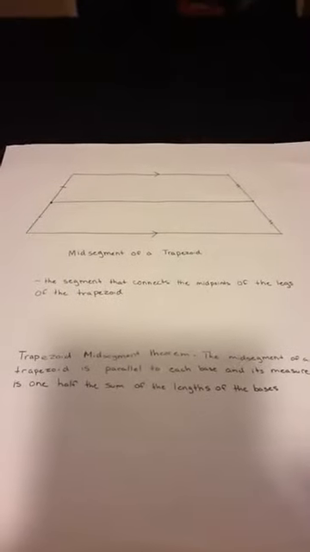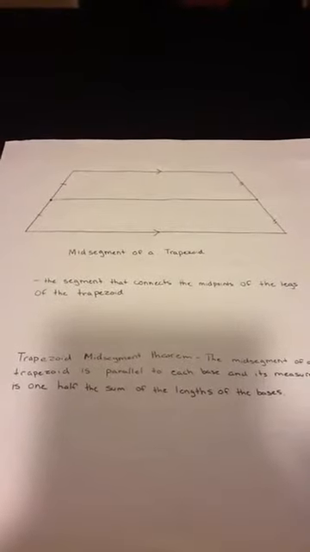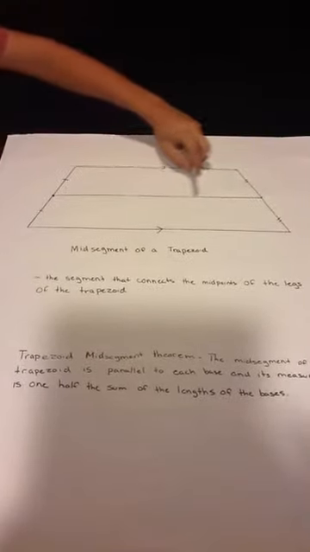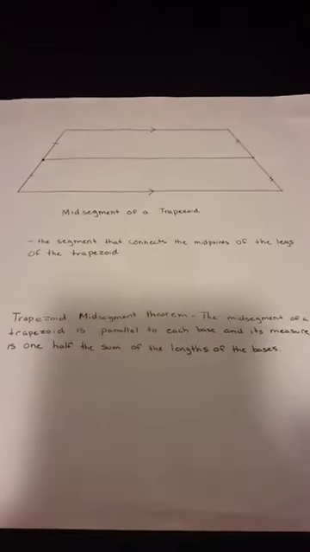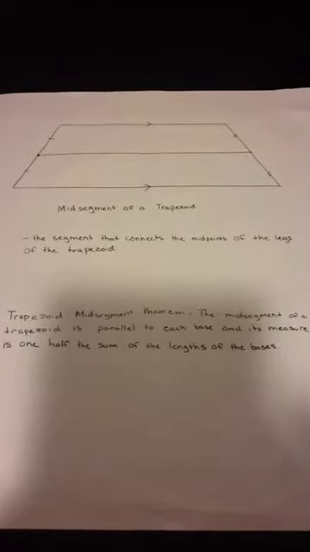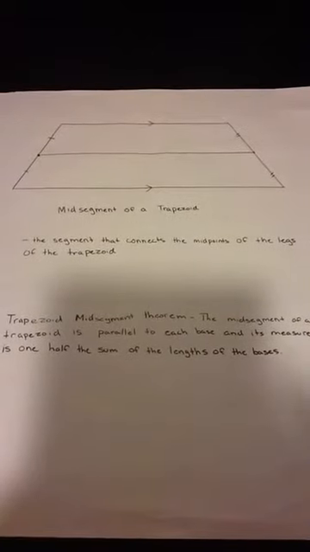The mid-segment of a trapezoid is the segment that connects the midpoints of the legs of the trapezoid. That's this segment right here. The trapezoid mid-segment theorem says that the mid-segment of a trapezoid is parallel to each base, and its measure is 1/2 the sum of the lengths of the bases.